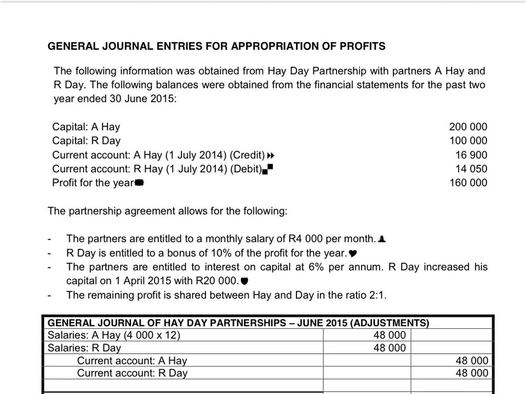This 160,000 will be taken to the appropriation account to divide the money that the partners must receive out of this 160,000. The partners are entitled to a monthly salary of 4,000 Rand per month. So 4,000 times 12 gives me 48,000. So the salaries account will be debited to increase the expenses, and the current accounts will be credited to show that the money is owed to the partners.